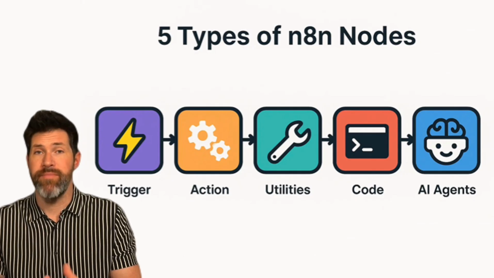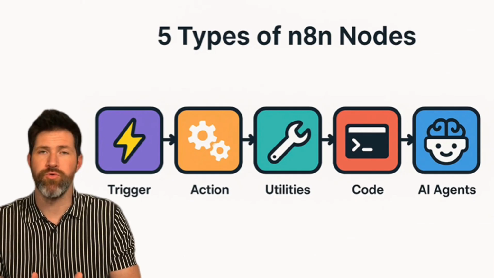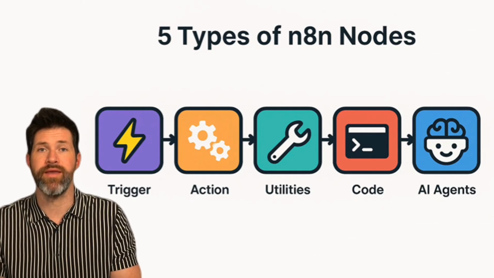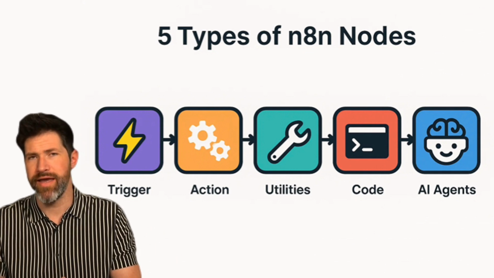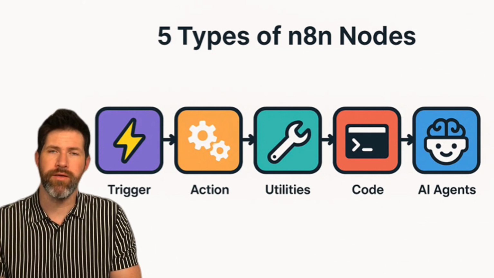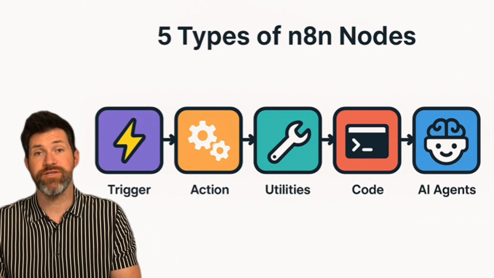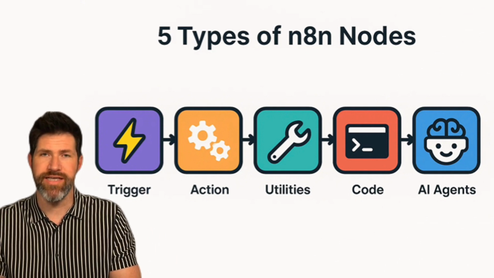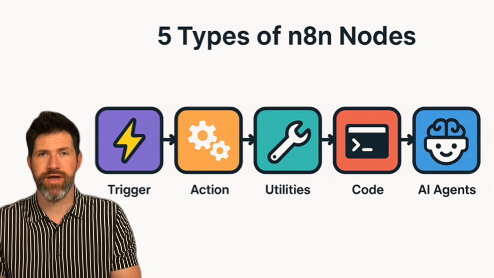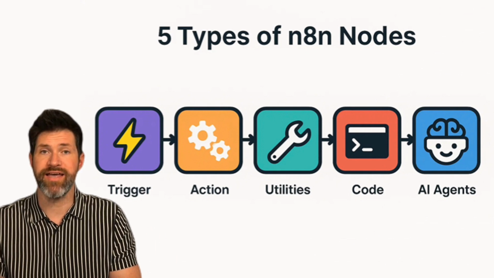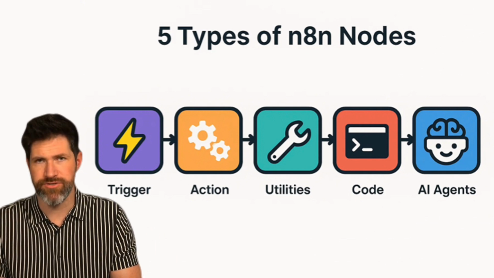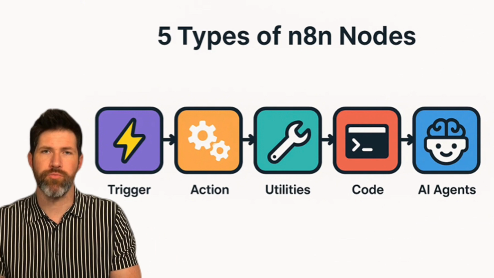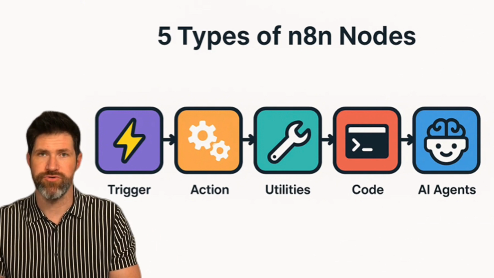To build anything meaningful, you need to understand the tools N8N gives you. Every automation, every agent, is built from 5 types of nodes. Triggers start things. Actions make something happen inside an app. Utilities transform and clean data. Code nodes let you add custom magic. And AI agent nodes, they make decisions intelligently. Think of them like Lego bricks you can combine in endless ways.